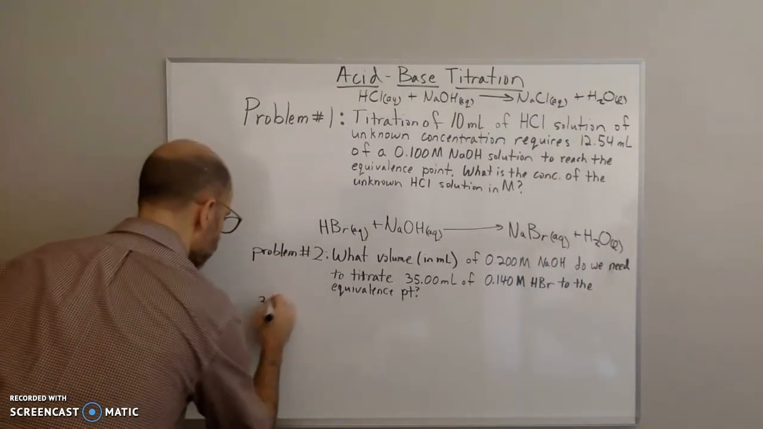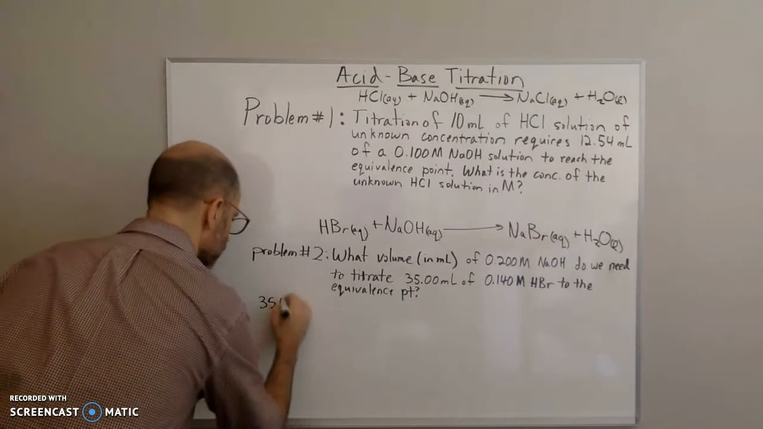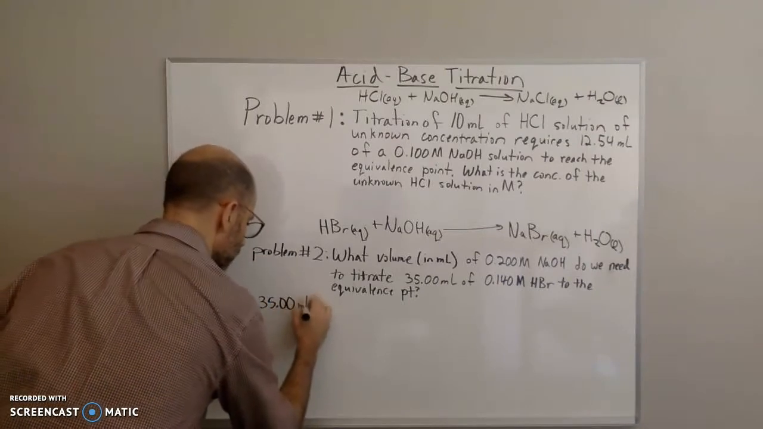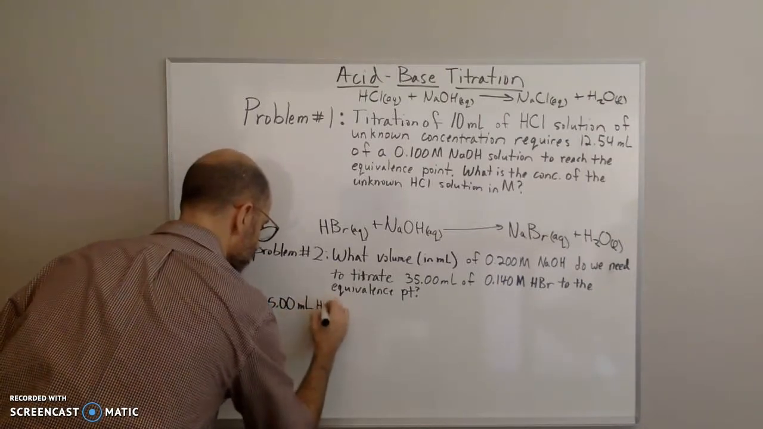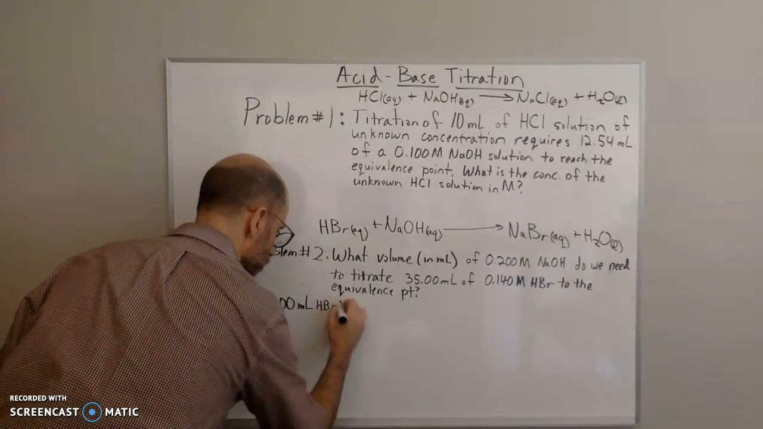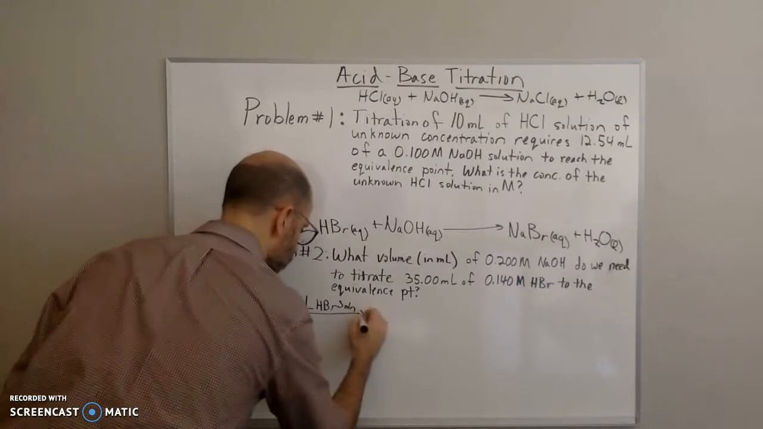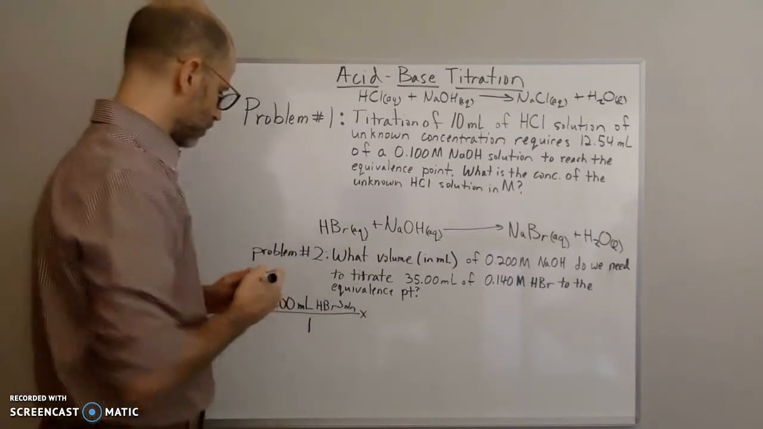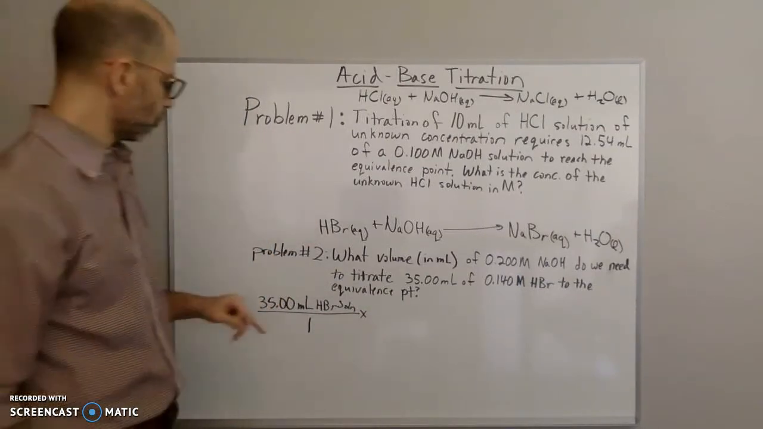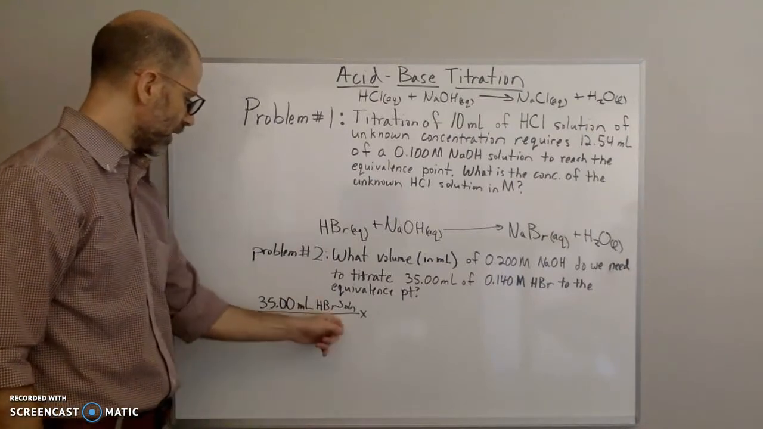We're going to have 35.00 milliliters of our HBr solution. We're going to put that over 1. Sorry about the squeakiness of the marker. So we're going to begin there.